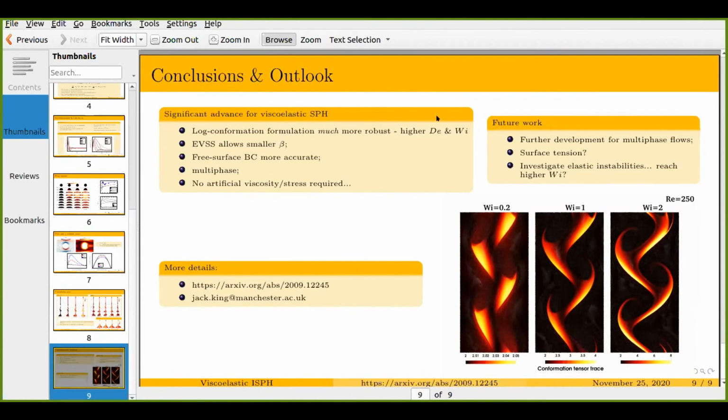So in future, we're looking to look a bit more at multi-phase flows, maybe include surface tension, and then investigate elastic instabilities to see if we can reach higher Weissenberg numbers. So I think I've got a very brief amount of time for questions, so I'll end there.